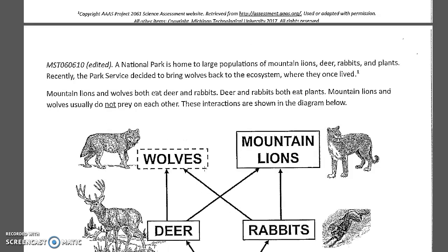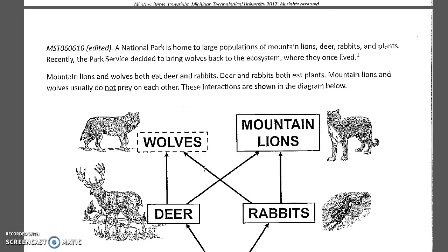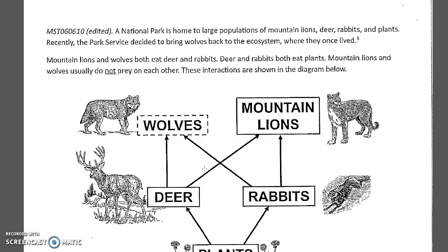On the next page, I'm going to read this little story to you and then we'll talk about the diagram. A national park is home to large populations of mountain lions, deer, rabbits, and plants. Recently, the Park Service decided to bring wolves back to the ecosystem where they once lived. Mountain lions and wolves both eat deer and rabbits. Deer and rabbits both eat plants. Mountain lions and wolves usually do not prey on each other. These interactions are shown in the diagram below.